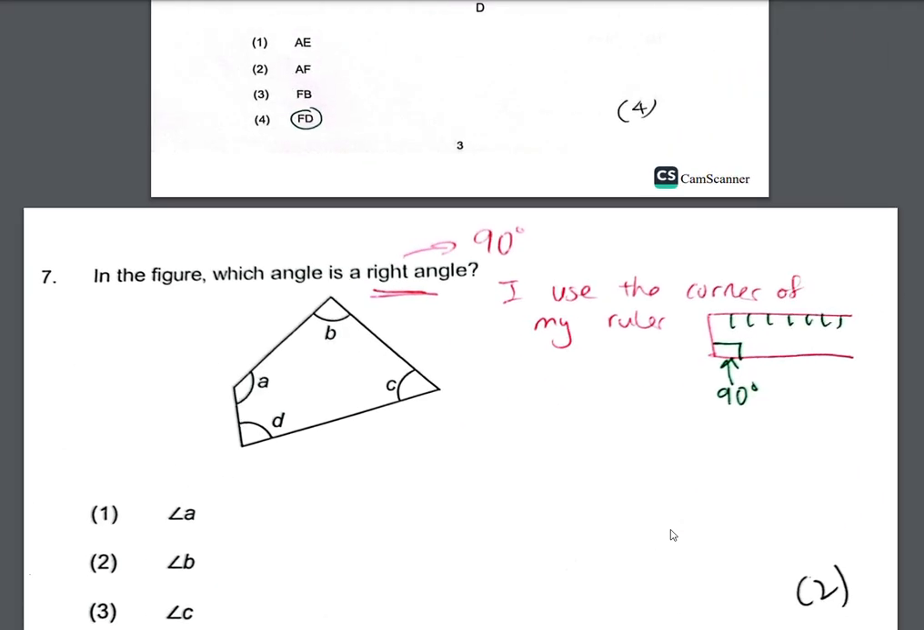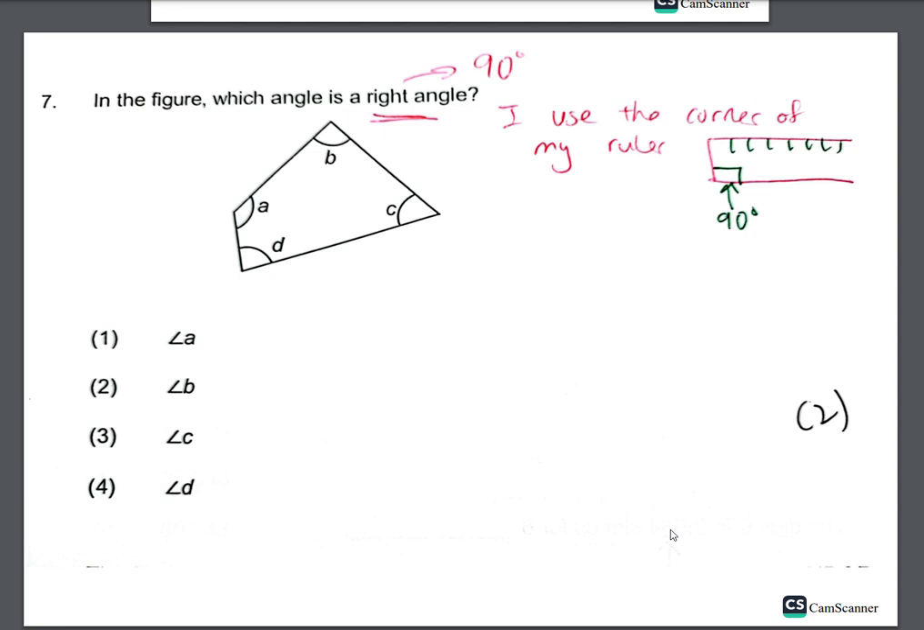Next one, question 7. Now, in which figure is a right angle? Now, a right angle is 90 degrees. Now, how will I do this? You can use your protractor, your set square.